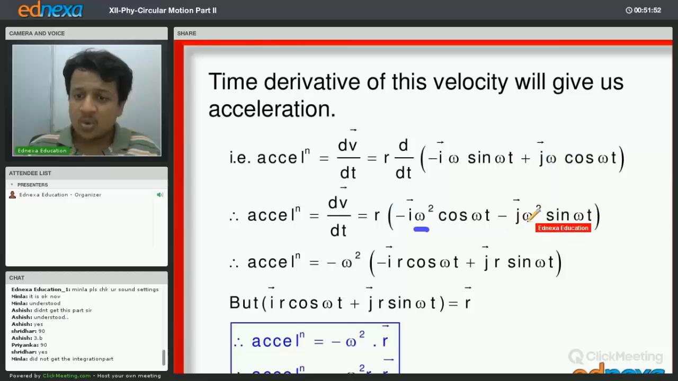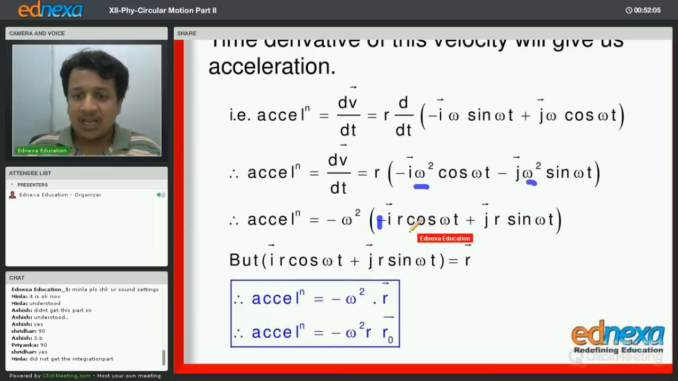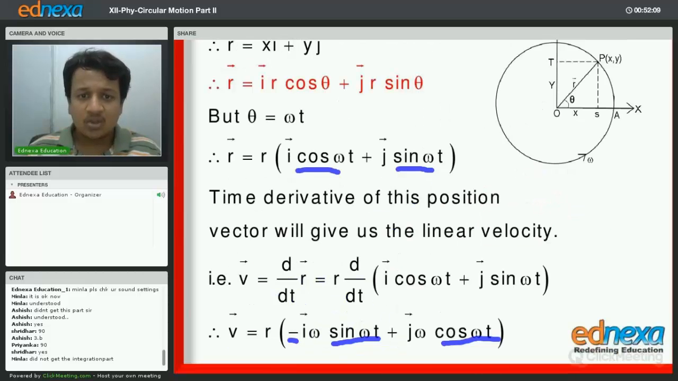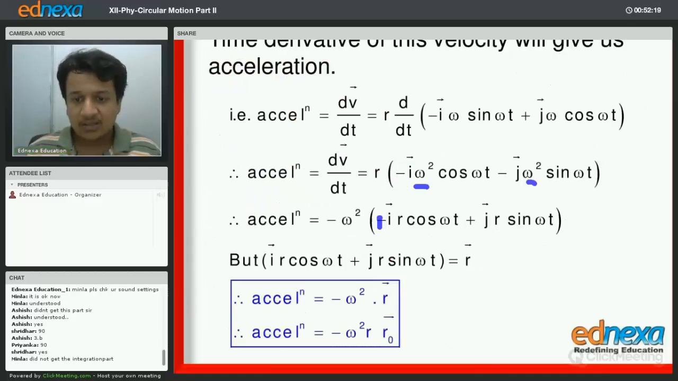From this we can take omega square outside, and the minus sign also we are going to take outside. So omega square over here, plus, and multiplying with r inside, it will become i r cos omega t plus j r sin omega t. Check over here, what is i r cos omega t plus j r sin omega t? Is it vector r? Yes.